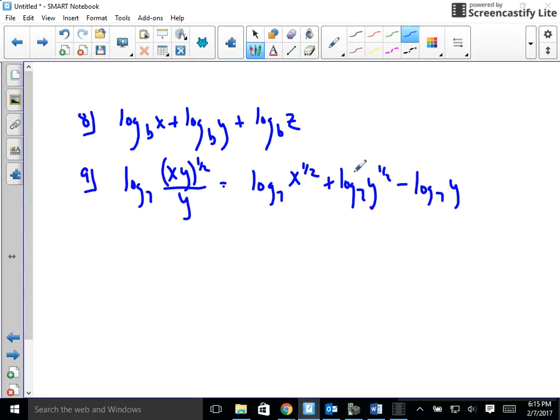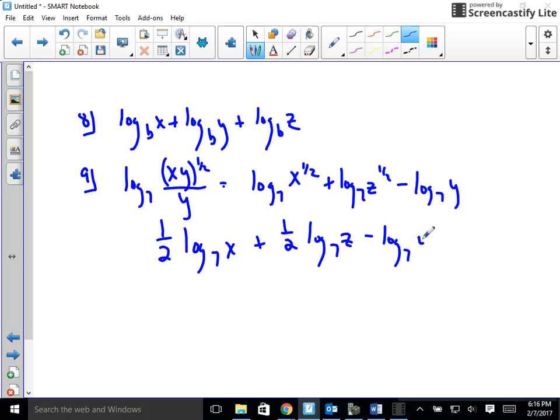Okay, actually, you know what? I'm sorry, I messed up. This should be a z in case you didn't catch that. If you did catch that, good for you. You are a good person. So let me change that. So that should be log base 7 of z here. Sorry about the mix up there. Now, the last thing is these exponents should not be there. So if there are exponents, you bring those down here. So that would be 1/2 log base 7 of x plus 1/2 log base 7 of z minus log base 7 of y.